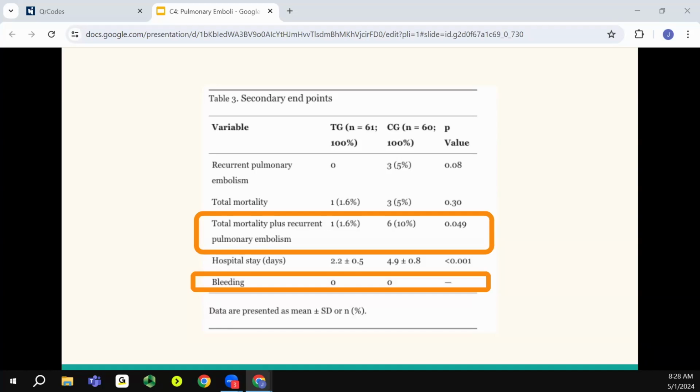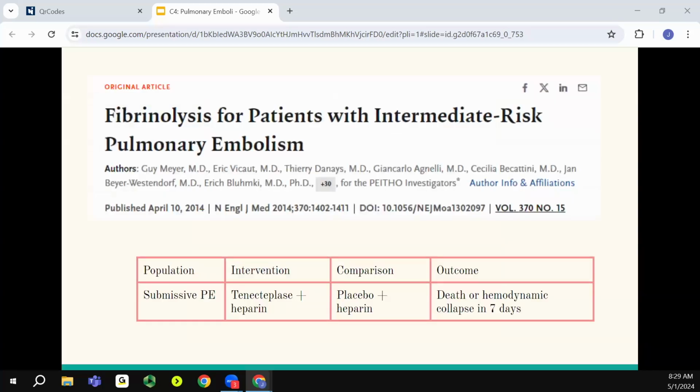That's in contrast to the PEITHO trial, which is the other landmark study. It was published a year later. Oh man, it says submissive. I can't tell you the amount of times that submassive got corrected to submissive in this, and I missed this one.